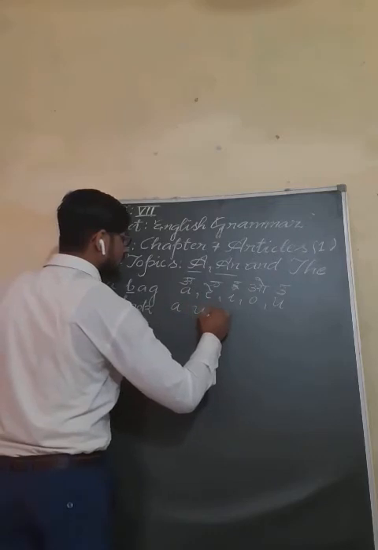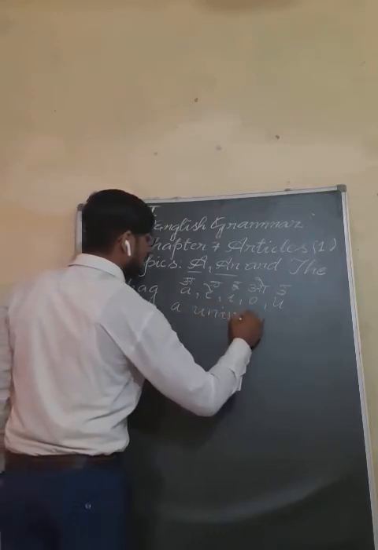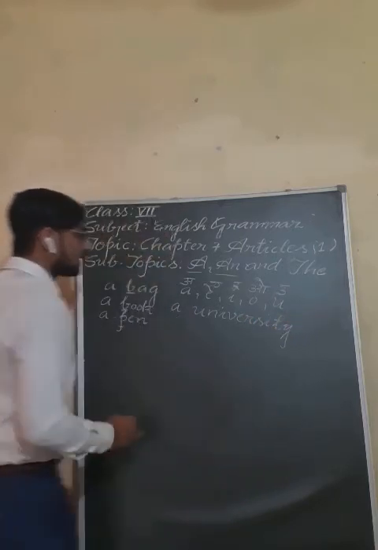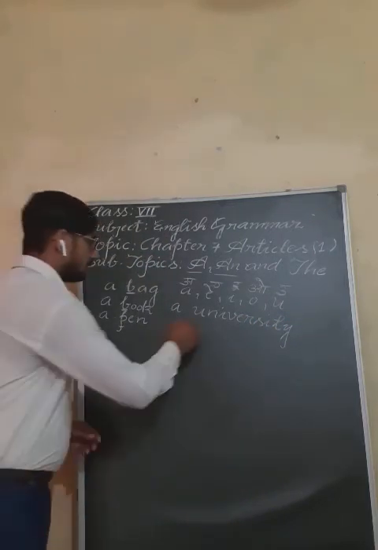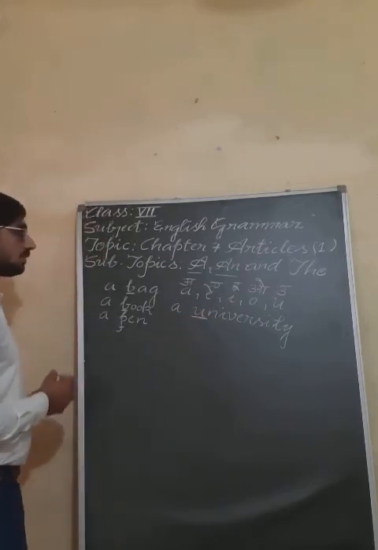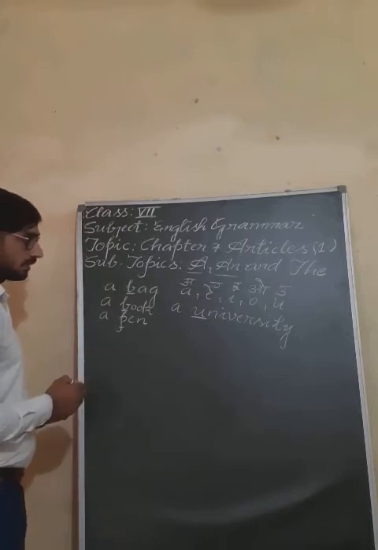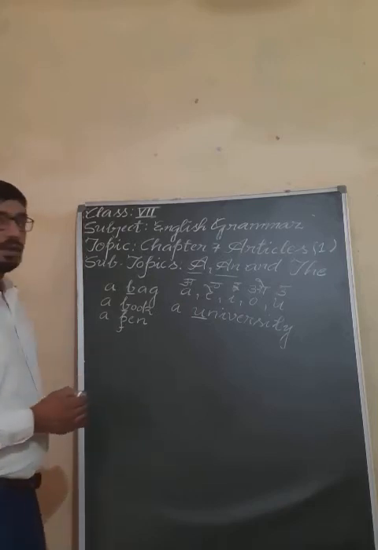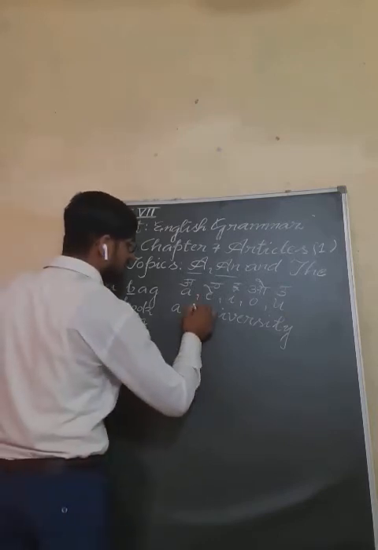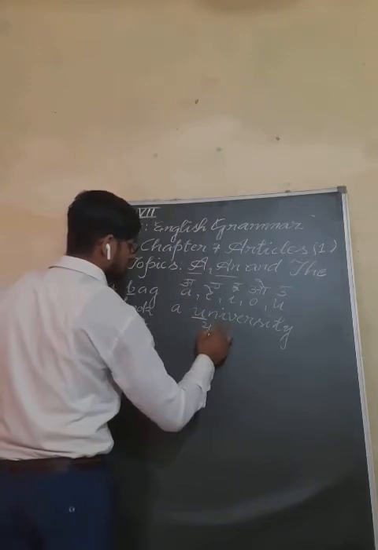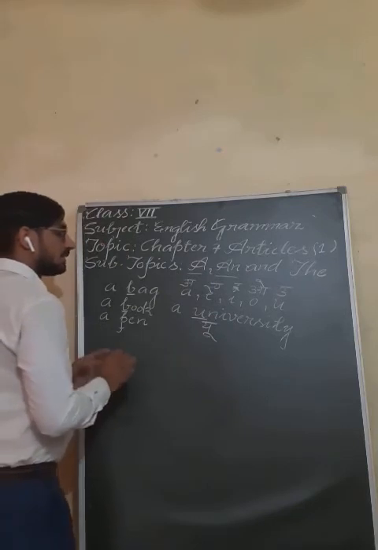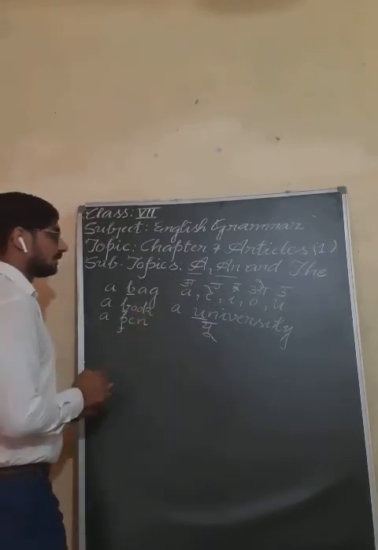I am writing here a university, but most of them will tell that U is a vowel sound. U is a vowel, but it is not true. We have to know that sounds are vowels and consonants. So here you are getting the pronunciation of U is what? Yu. You are getting here university. So it means that we are only following sounds.